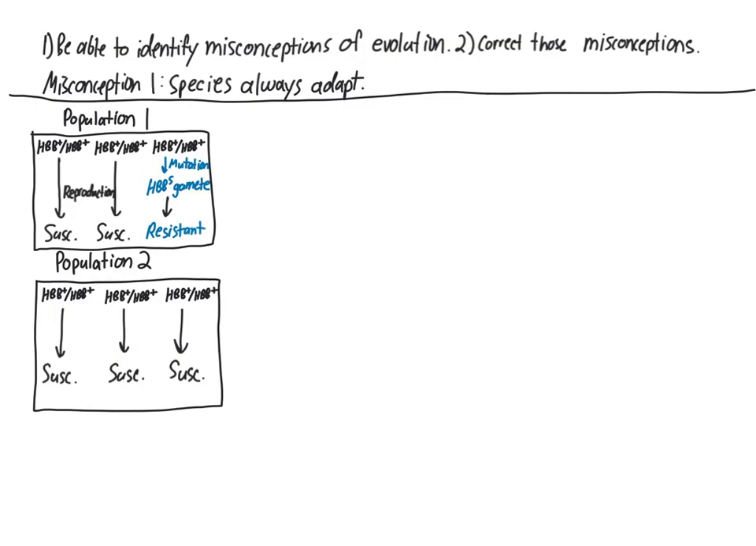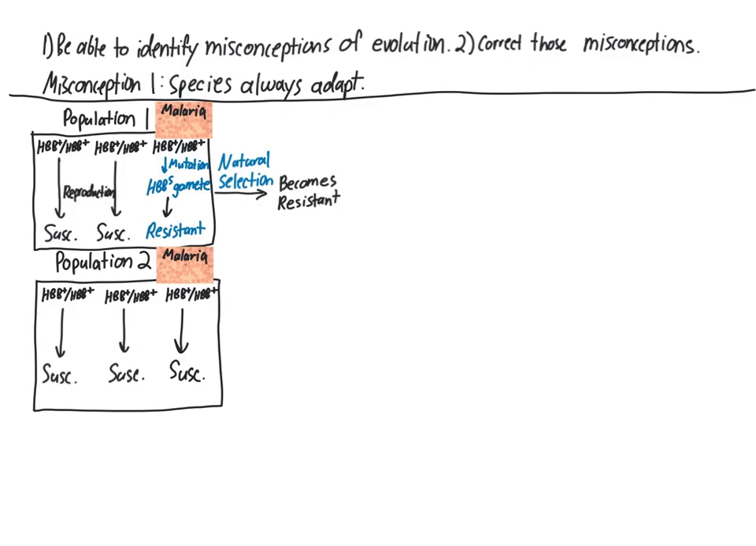Now keep in mind that whether this mutation occurs or not does not depend on the presence or absence of malaria. Mutation is random. Now let's say that malaria is then introduced to both of these populations. Because there are some resistant individuals in population 1, over time, malaria resistance will spread by natural selection, and this population will likely survive and adapt.